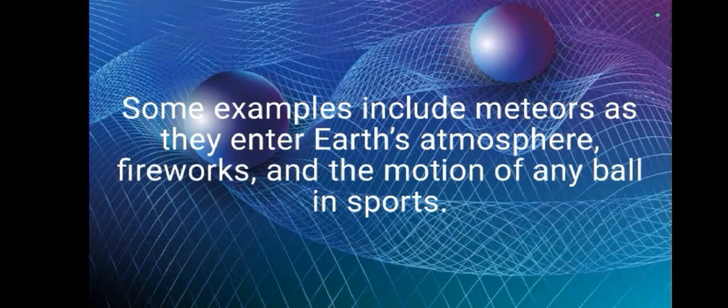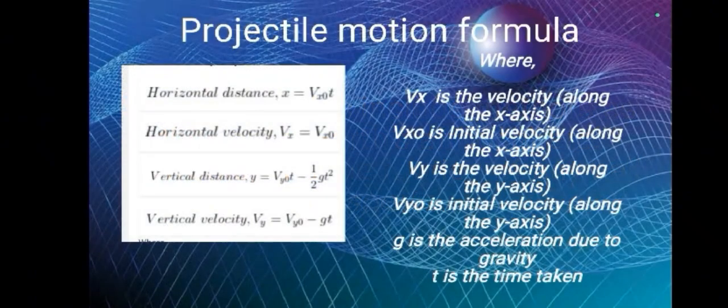So, we have here the formula, where Vx is the velocity along the x-axis, Vx0 is the initial velocity along the x-axis, Vy is the velocity along the y-axis, Vy0 is the initial velocity along the y-axis, g is the acceleration due to gravity, and t is the time taken.